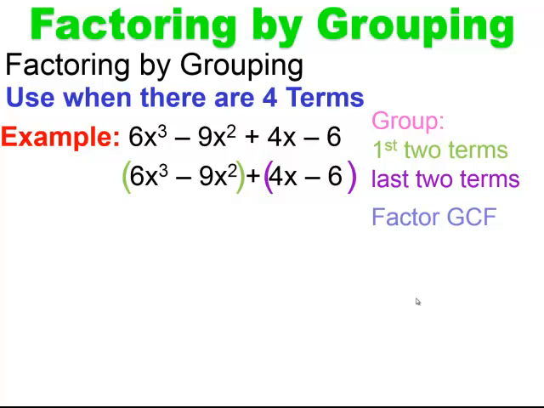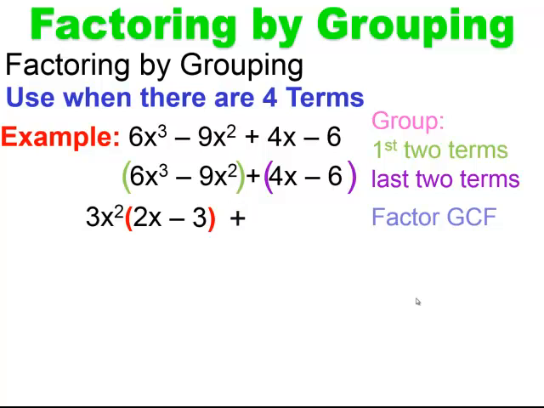So when I look at the first grouping, my greatest common factor is going to be 3x squared. So I'm going to take that and I'm going to factor it out of each term. And remember, when you factor it out, you're dividing each term by the GCF. Whatever's left goes inside the parentheses. So when I take it out of the 6x to the third, I'm left with 2x. When I take it out of the 9x squared, I'm left with minus 3, and I close the parentheses.